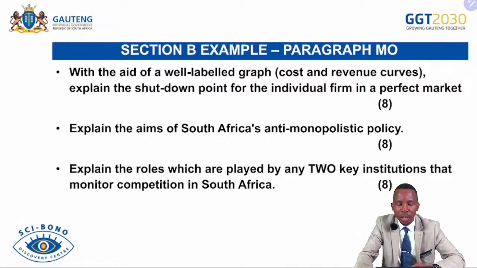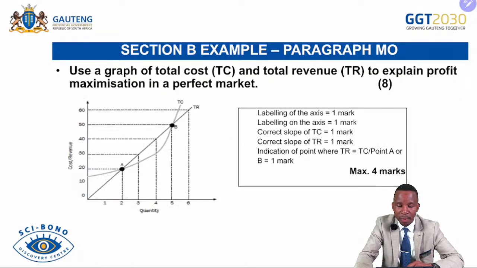Explain the aims of South Africa's anti-monopolistic policy. That is 8 marks. Explain the roles which are played by two key institutions that monitor the competition in South Africa. That's when we talk about the Commission, the Competition Tribunal, and the Competition Appeals Court, for 8 marks. And then the use of the graph. Use the graph of total cost and total revenue to explain the profit maximization. So this is the graph that is supposed to be drawn.